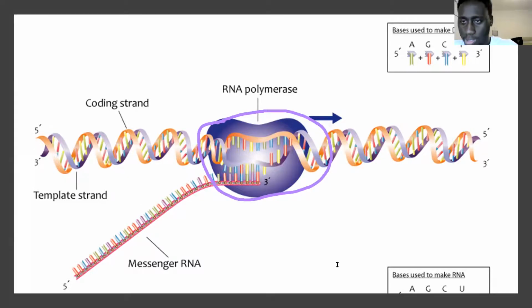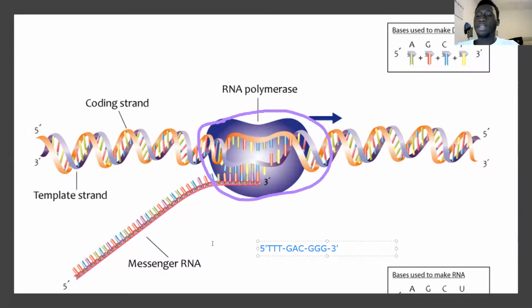So 5 prime, TTC, slash, GAC, slash, GGG. All right. Then don't forget, then there's the 3 prime. Never forget.